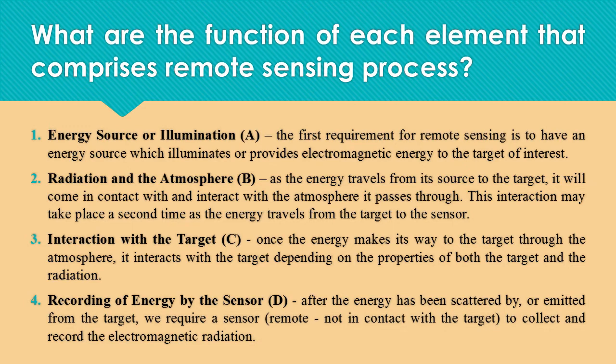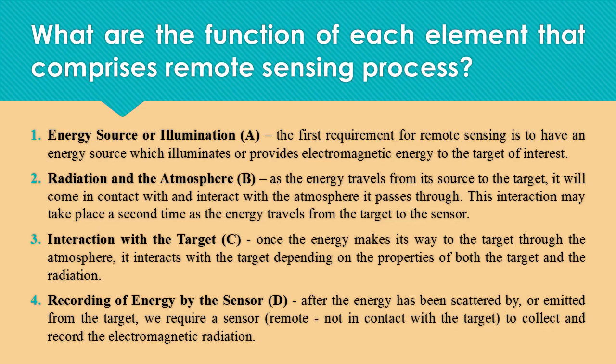What are the functions of each element that comprises the remote sensing process? Each element has its own function. The function of the energy source or illumination, which represents the first requirement for remote sensing, is to have an energy source that is used to illuminate or provide electromagnetic energy to the target of interest.